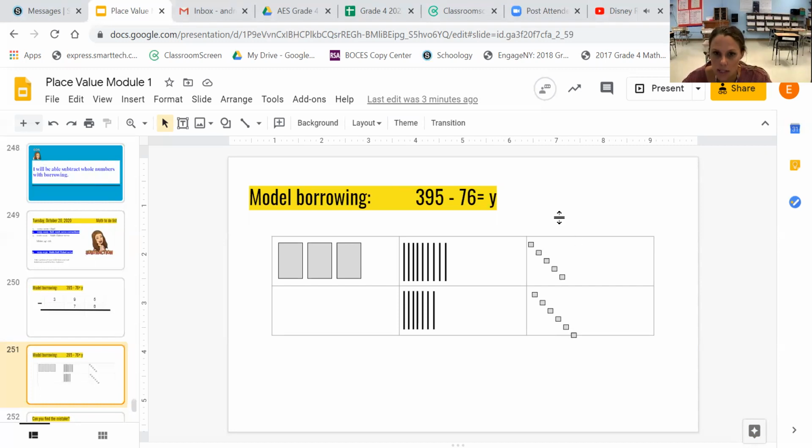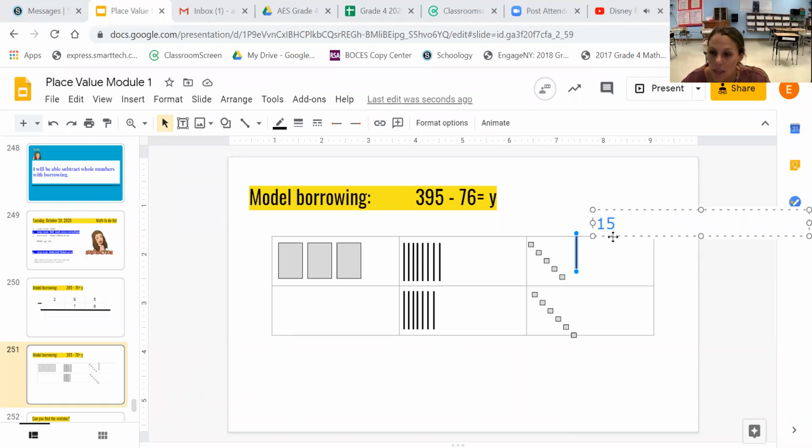So we always begin in the ones place, and when we look in that ones place, you'll see that I have 5 ones. And then I have 6 ones to take away. So can I take 6 from here? 1, 2, 3, 4, 5. Wait, I can't take 6 from there. So what I need to do is I need to take away this 10, and I add it to my ones place. So 10 plus 5 is truly 15. So over in my ones place, I really have 15 ones.